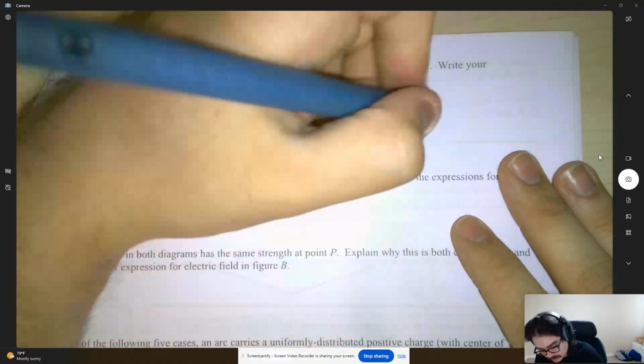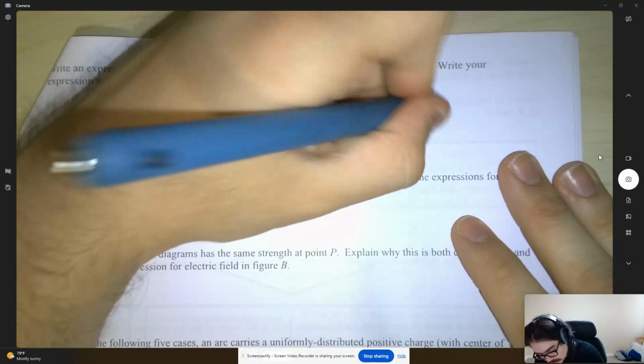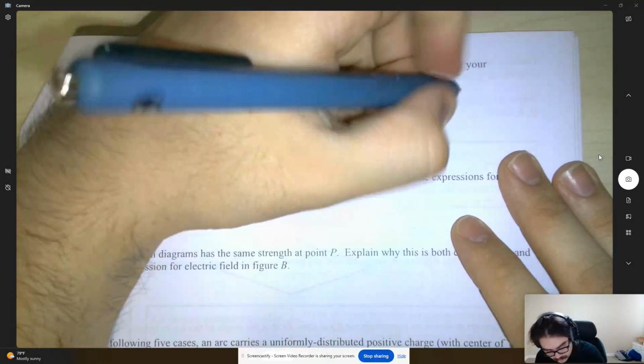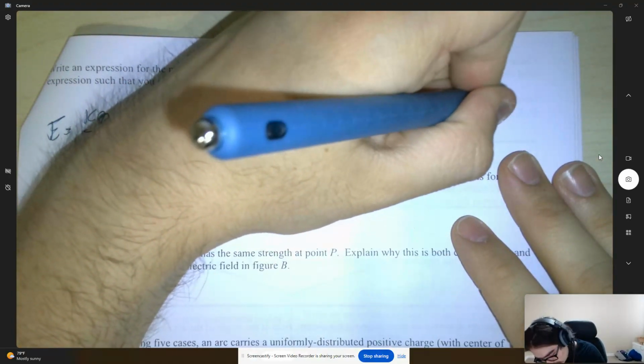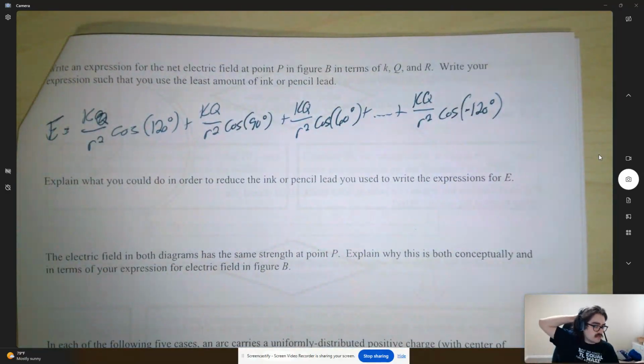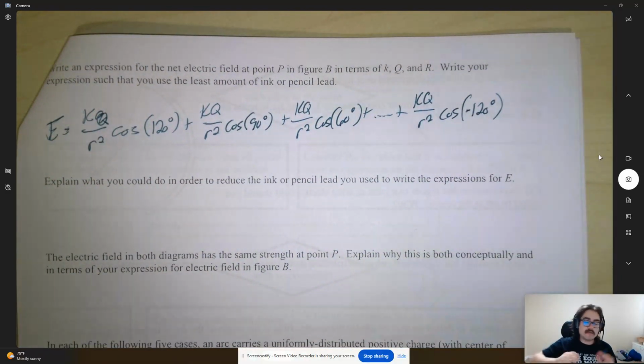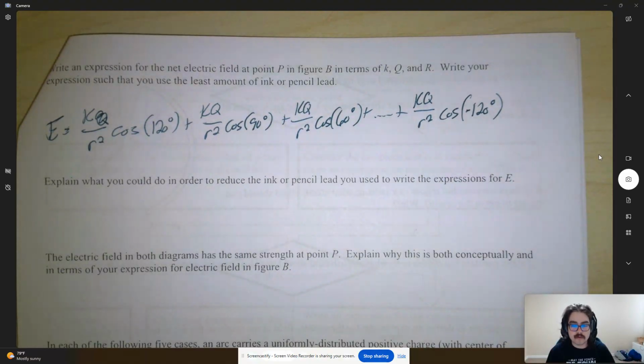And you do all that until you get to KQ over R squared cosine of negative 120 degrees. You do that all the way through so you can get every single charge included into it. And that's just a complete mess. It's horrible. We hate it. We don't want to do it anymore.